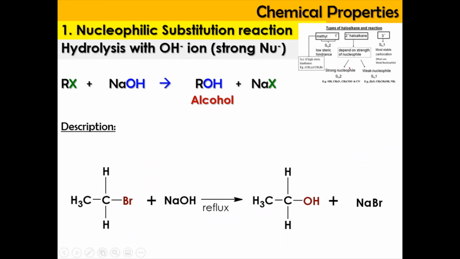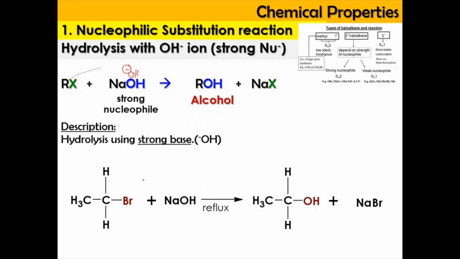Now moving on to the next example here. So now we're going to do the hydrolysis with the hydroxide ion. So let's say if you have sodium hydroxide. The hydroxide ion comes from the dissociation of the NaOH. So OH minus here is going to be a strong nucleophile because it carries a negative charge. So OH is going to enter here and X is going to be removed out. Okay, and this produces an alcohol.